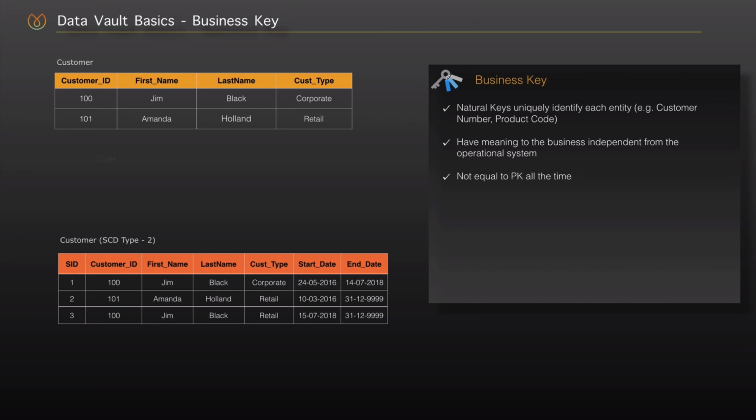But we know that the surrogate key does not have any business meaning or identify the customer. For example, in here the customer ID 100 already has two surrogate keys assigned. So in both tables, our business key is customer ID, but in the first table, the business key, which is the customer ID, is equal to primary key. But in the second table, the surrogate key, that is the SID column, is equal to primary key. Therefore, the assumption that the business key is always equal to primary key is not valid every time.